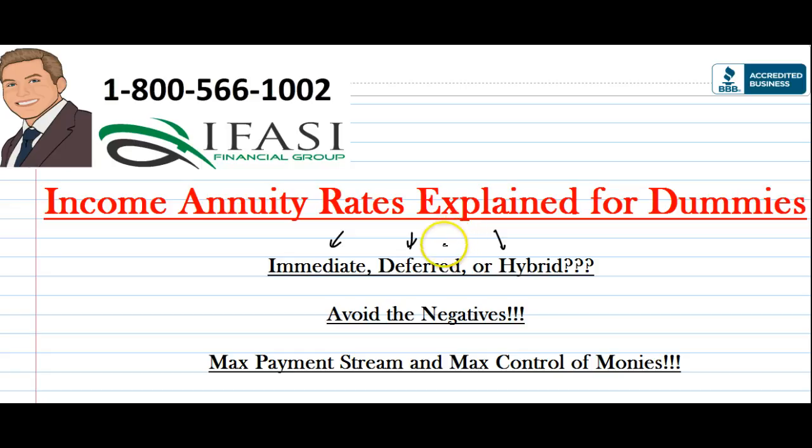Now, with income annuity rates, there are large misconceptions, especially when we're looking at income riders, and I'll get to that after my first bullet point. The very first bullet point that we're going to look into is immediate annuities, deferred annuities, deferred income annuities, or hybrid annuities, which is my number one preference.